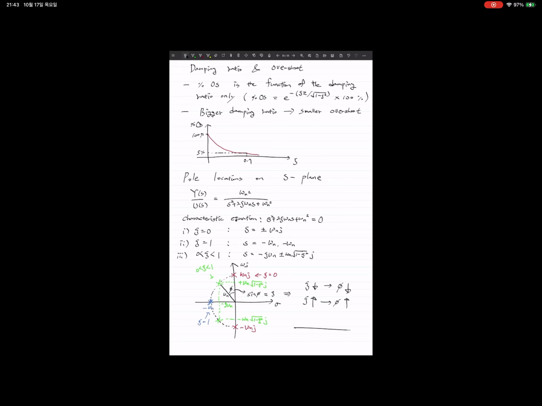In other words, if I draw the S-plane, so the pole move this way when zeta decrease, and pole move this way when zeta increases. Also, if phi is 45 degree, then the zeta is 0.7.